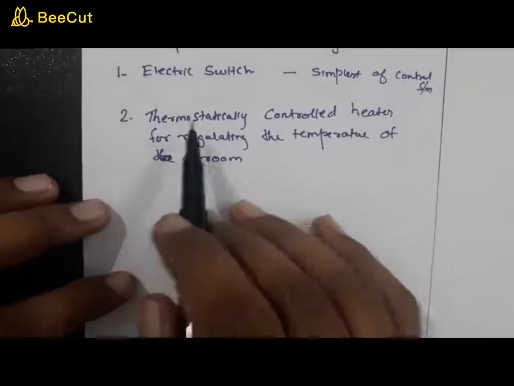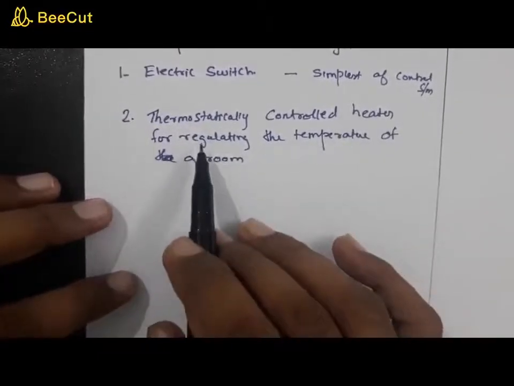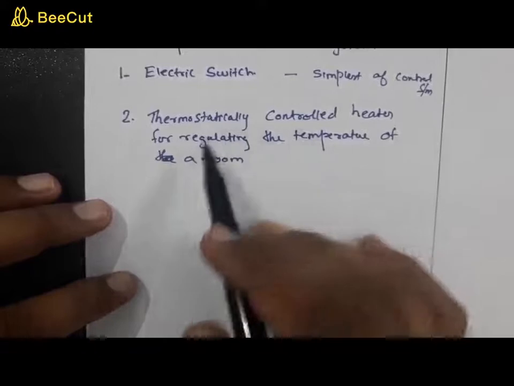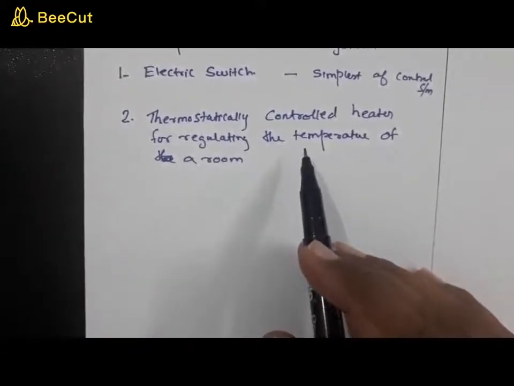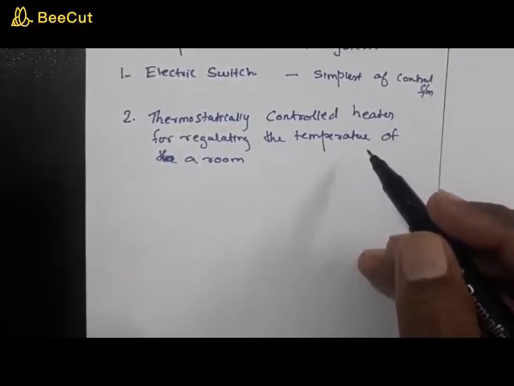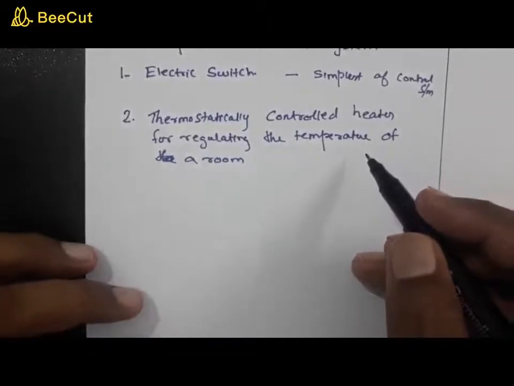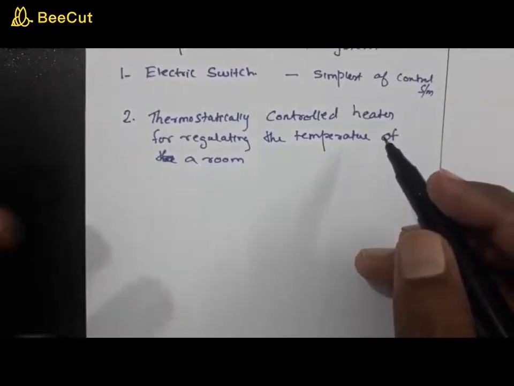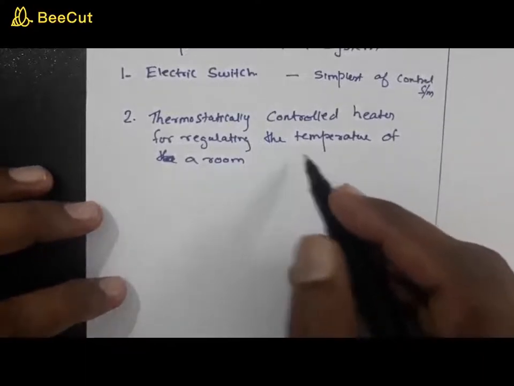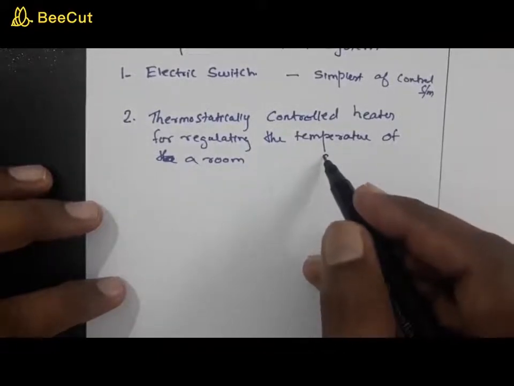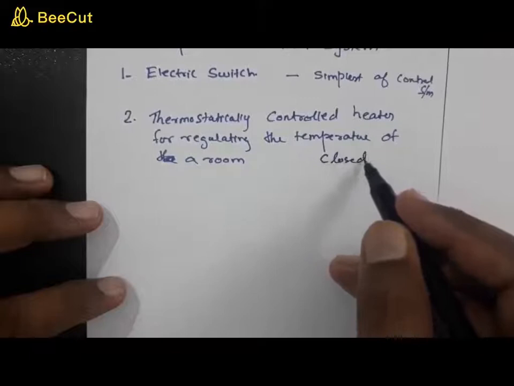Another example is a thermostatically controlled heater used for regulating the temperature of a room. In this case, the system will always check the temperature of the room, and if it goes below the set value, anyway there will be a set value, I will be explaining what it is, the reference value. Based on that reference value, it will try to maintain the temperature of the room. Since it measures the output of this particular control system, this one is a closed loop system. Okay.